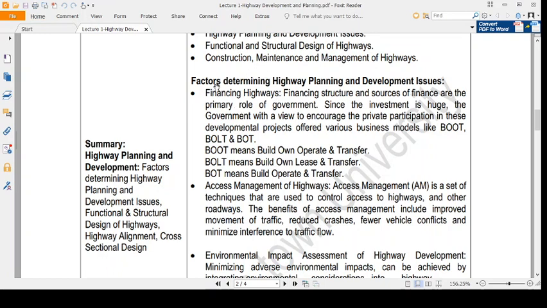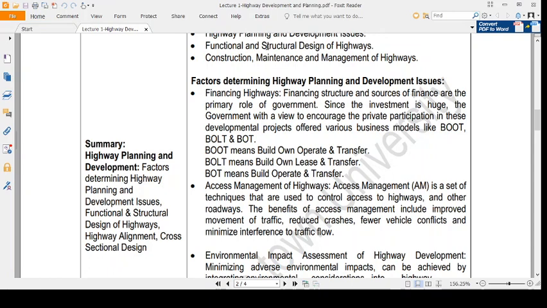The first one is financing highways. How can a highway be financed? Whenever you are constructing a highway, it adds a huge cost. There is a huge capital cost requirement for the highway, so how can that be financed? You need the money to construct the highway. Financing structure and sources of finance are the primary role of government.